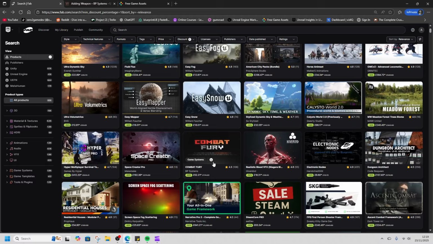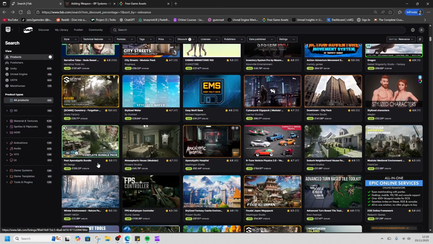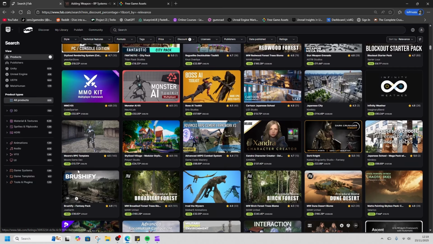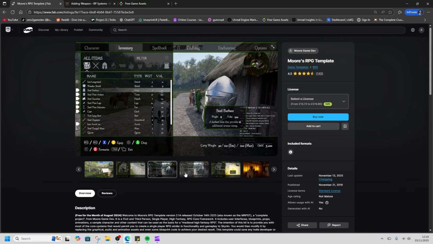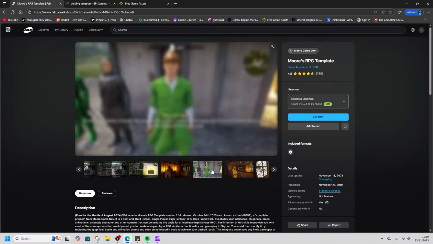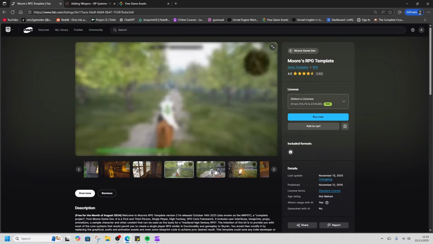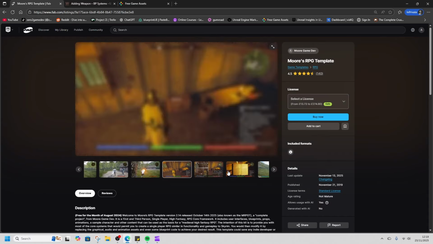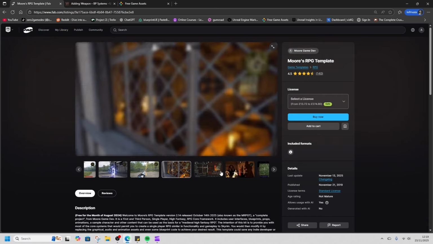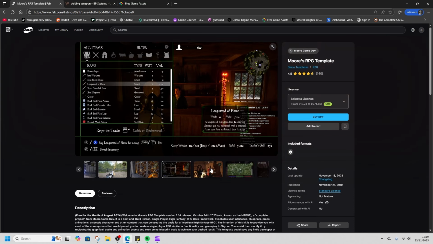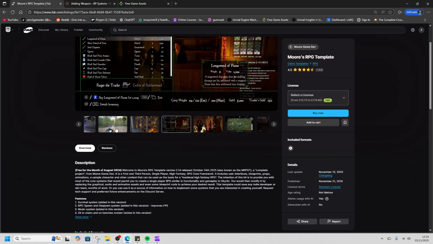The other one that is to be considered is Moore's template, which is down here. This is at £13.73 at a 70% discount. This one is more of a Skyrim type template, but this is really quite large and includes a lot of stuff. They're both very large templates and include a lot of stuff. So as I said, if you don't understand basic blueprints, this could be a problem.